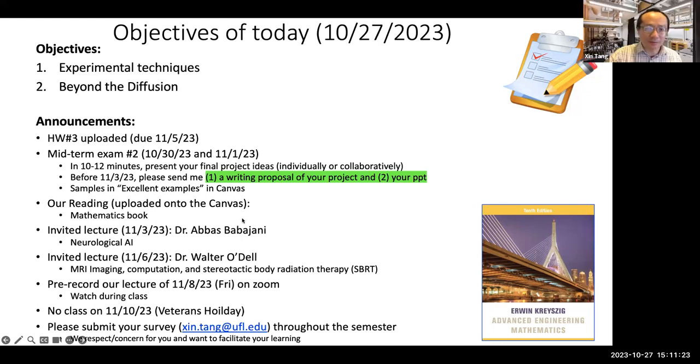Let's be very flexible. The most important thing is that you learn well in my class, and that the class content can enhance your research and your future career. Any other questions regarding the logistics? If no other questions, we will start today's scientific material.